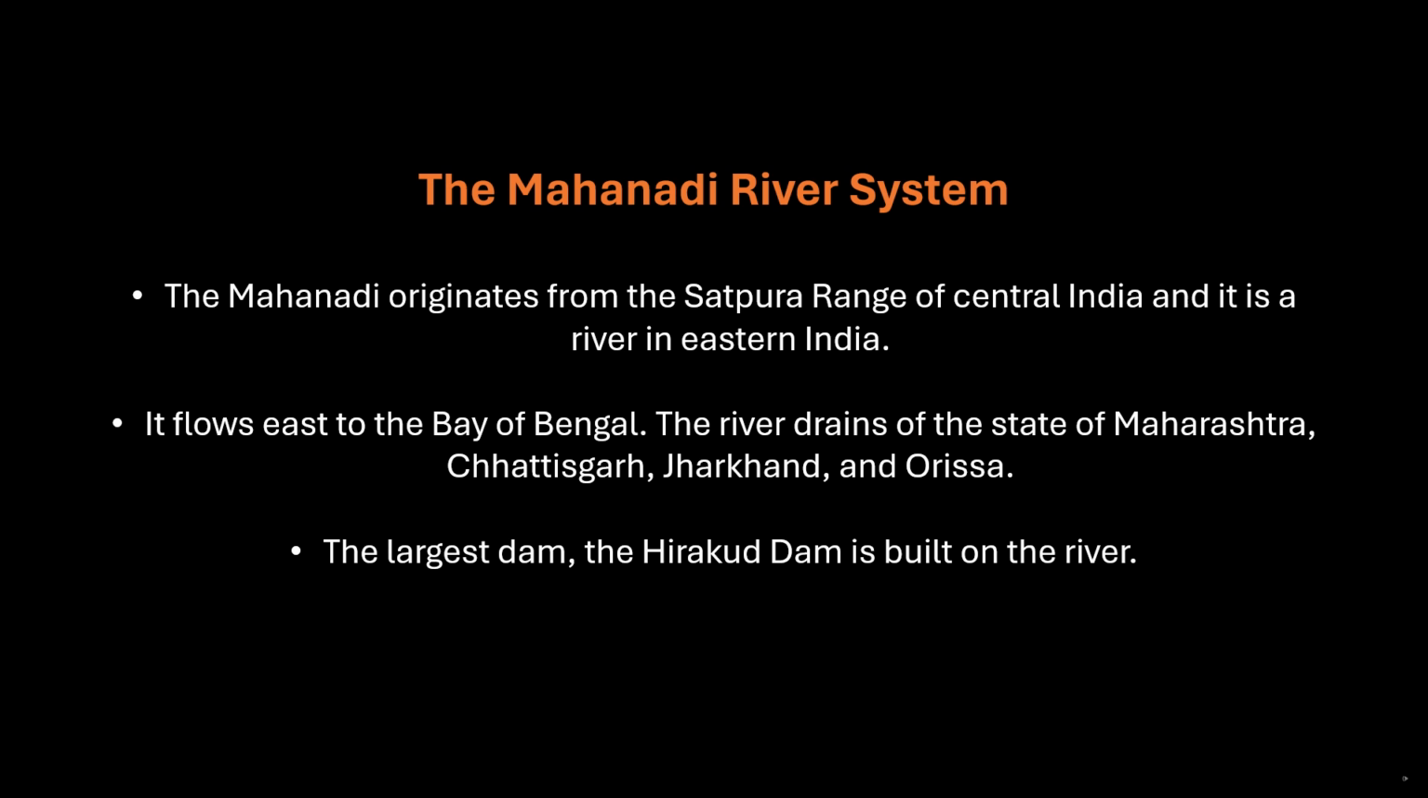The Mahanadi River System. The Mahanadi originates from the Satpura range of central India and it is a river in eastern India. It flows east to the Bay of Bengal. The river drains the states of Maharashtra, Chhattisgarh, Jharkhand, and Orissa. The largest dam, the Hirakud Dam, is built on the river.